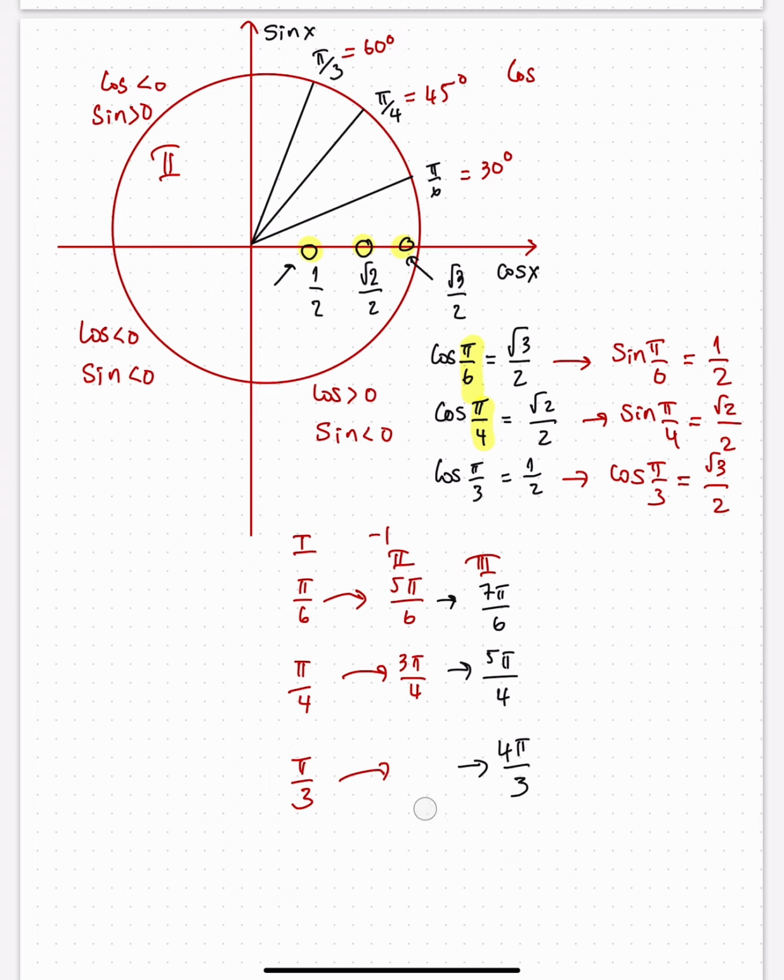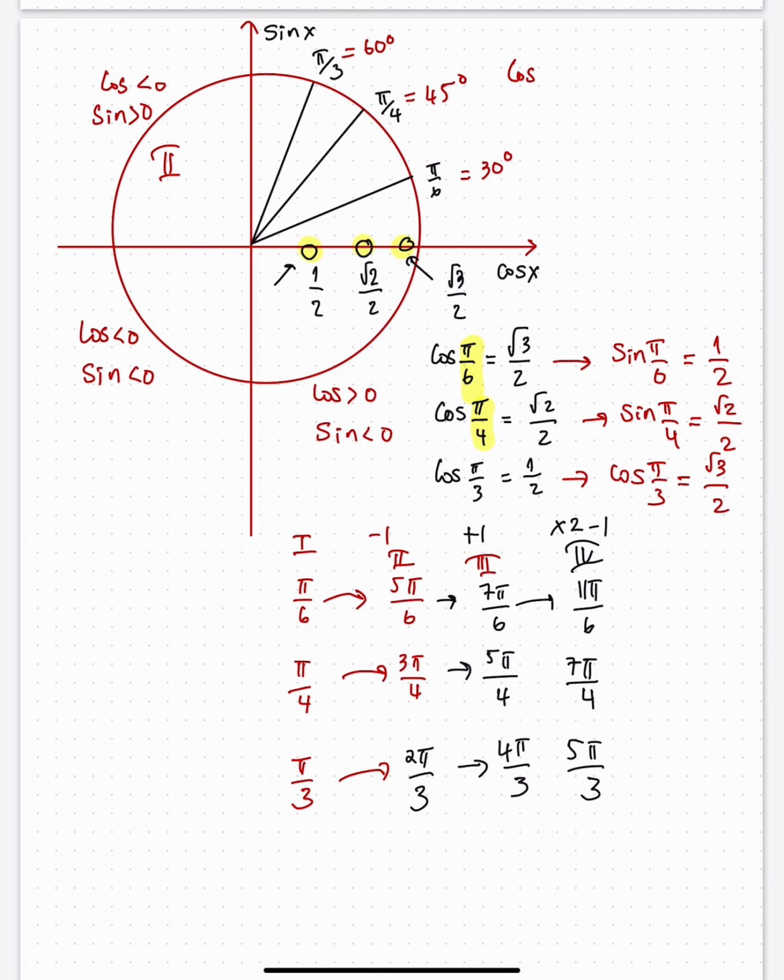I'm sorry for this. 2 pi over 3. Okay, so about the fourth quadrant, it is plus 1. But this is times 2 minus 1. So that means 6 times 2 minus 1 is 11. So 11 pi over 6, 7 pi over 4, and 5 pi over 3.